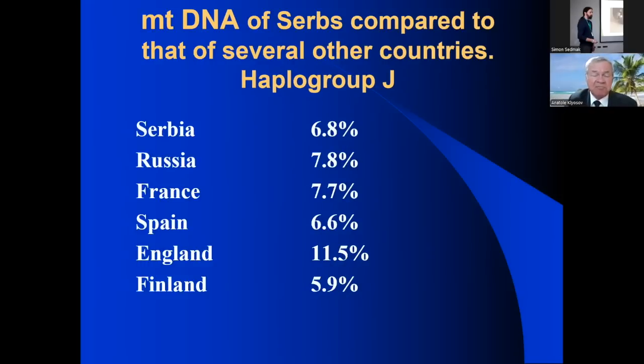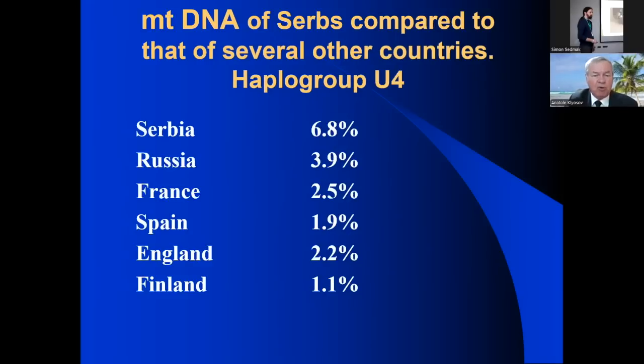Haplogroup J, more or less the same picture, same order of magnitude: Serbia 6.8%, Russia 7.8%, France 7.7%, Spain 6%, England a bit more, 11.5%, Finland 5.9%. You see, regarding J, Finland came back to the family of European people. But again, it's definitely not a majority.